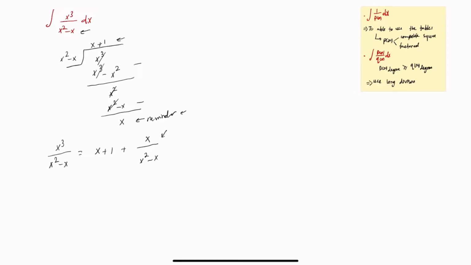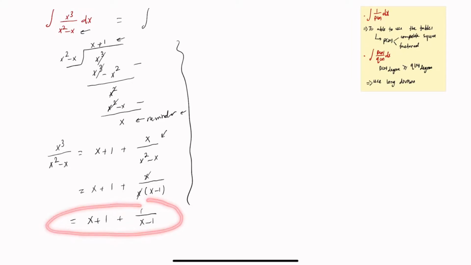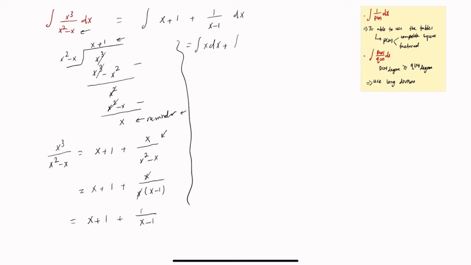Notice in here we can simplify this more, so we're going to have x plus 1 and then plus x, and we can factor out x from the bottom, so we're going to have x multiplied by x minus 1. Now this x goes with this x, and that's going to be equal to x plus 1 over x minus 1. Now this integral is going to be the integral of x plus 1 plus 1 over x minus 1 dx. That's going to be equal to the integral of x dx plus the integral of 1 dx and then plus the integral of 1 over x minus 1 dx.